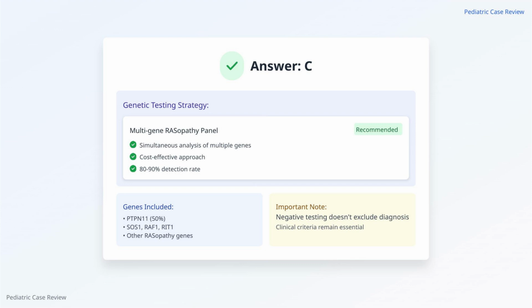A multi-gene RASopathy panel is the most appropriate initial test, as it simultaneously analyzes multiple causative genes, including PTPN11, SOS1, RAF1, and RIT1. This approach is cost-effective and detects 80 to 90% of cases. However, remember that negative genetic testing does not exclude the diagnosis, as clinical criteria remain important.